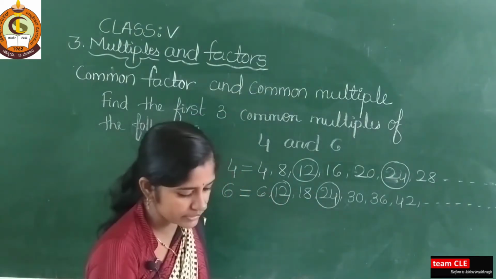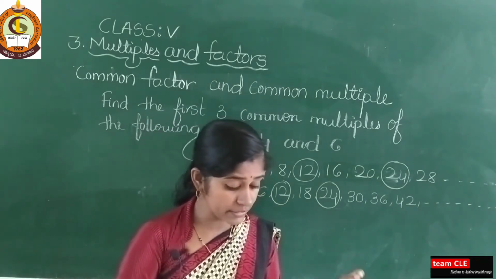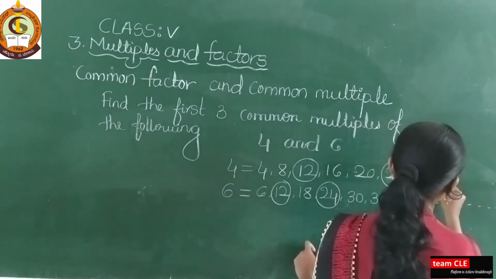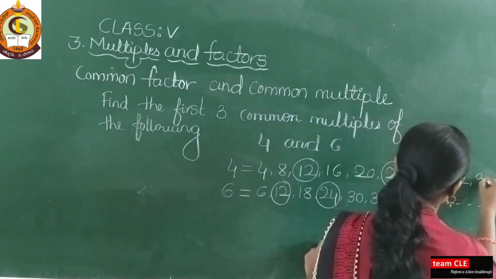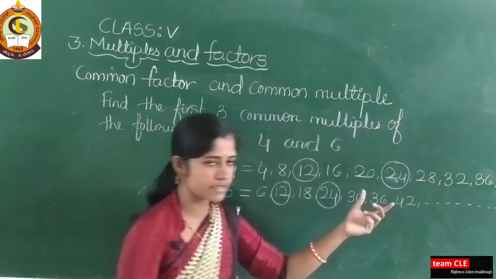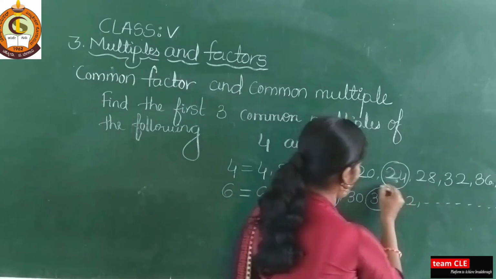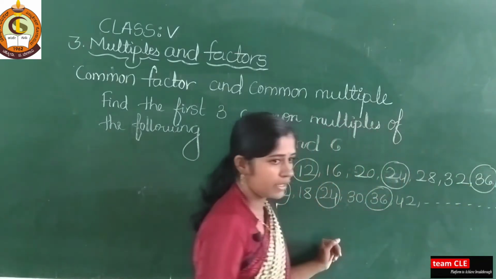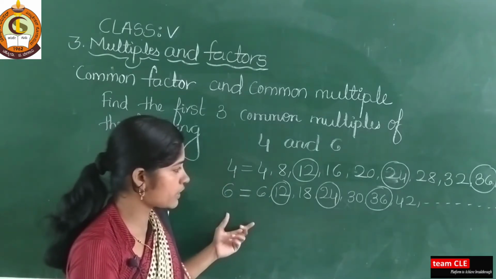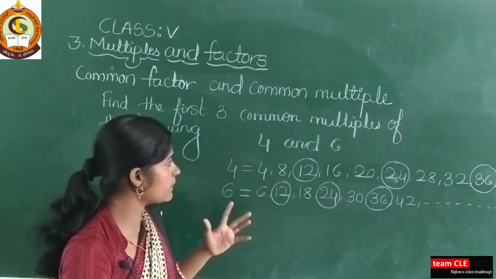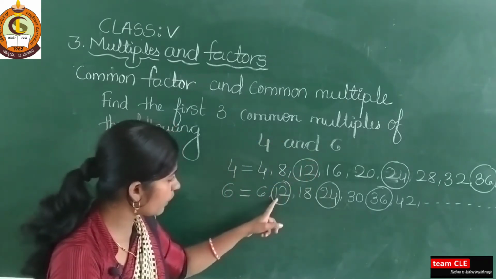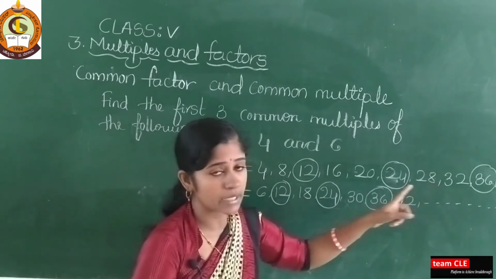Okay, so here what is the question? Find the first three common multiples of the following. So let us see here. So I got 36 and 36 also common. Common means the number which is a multiple of 4 also and a multiple of 6 also. The common multiples of 4 and 6 are 12, 24, 36.